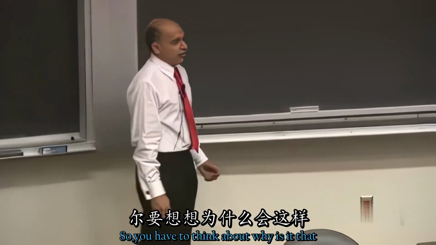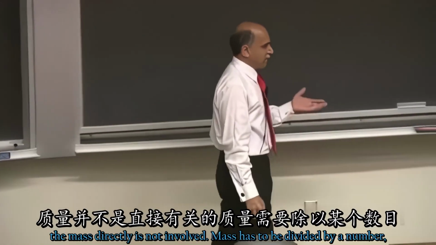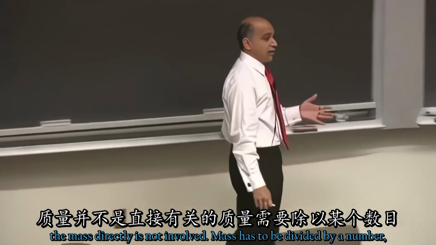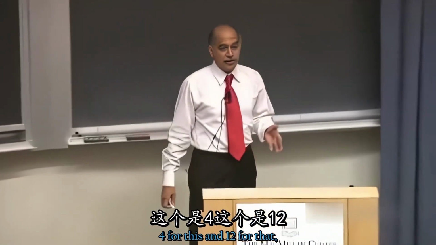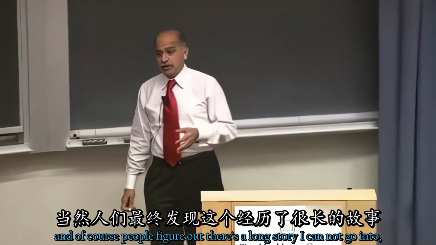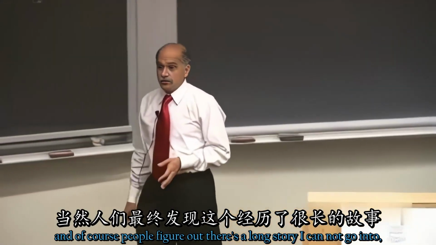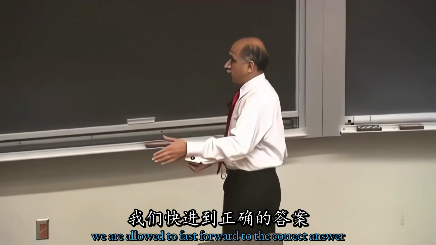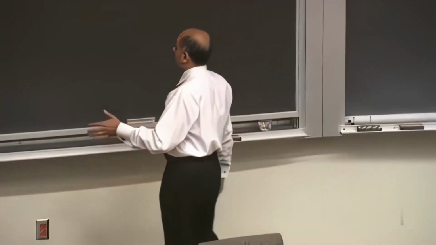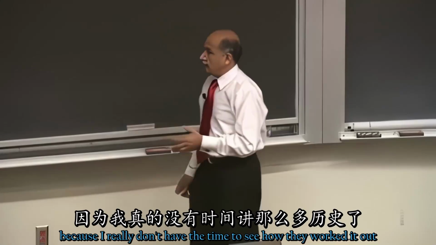So you have to think about, why is it that the mass directly is not involved? Mass has to be divided by a number, and the number is a nice round number. 4 for this and 12 for that. And of course, people figured out, this is a long story I cannot go into, but I think you all know the answer. But now you're allowed to fast forward to the correct answer, because I really don't have the time to see how they worked it out.